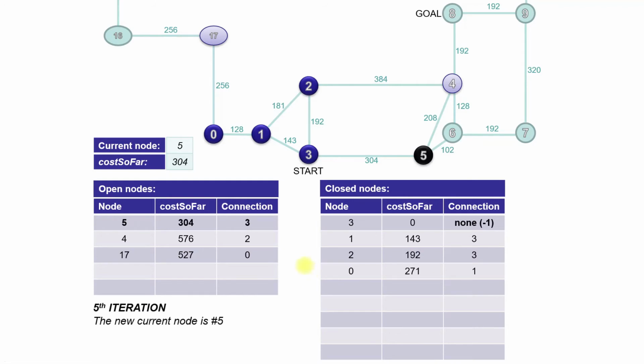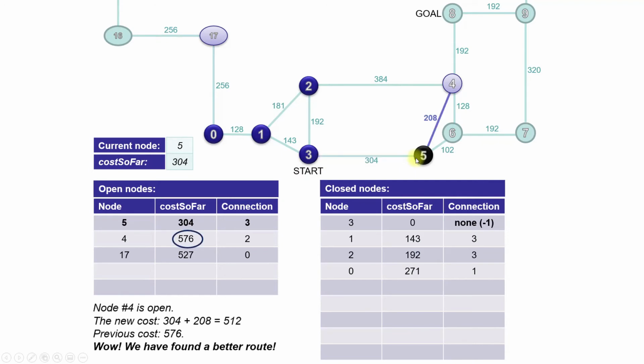The new current node is node number 5. It is here. And let's go with adjacent nodes. Node number 3 is closed, so no update. Node number 4 is a previously visited open node. The new cost is our current cost so far, 304, plus additional cost to reach node number 4, 208, it's 512.